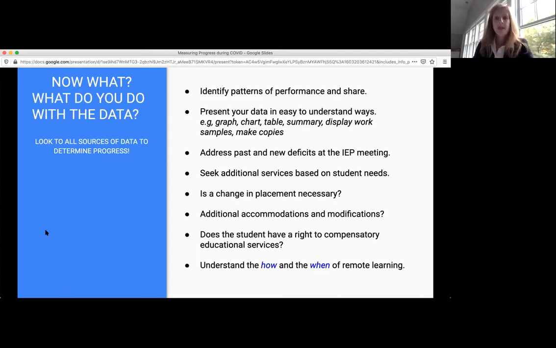I'll also end by saying that at that meeting, it's a wonderful opportunity to really dig in and understand even deeper the how and the when of remote learning. How are the services being provided, and when are services being provided, if that is really not clear to you?